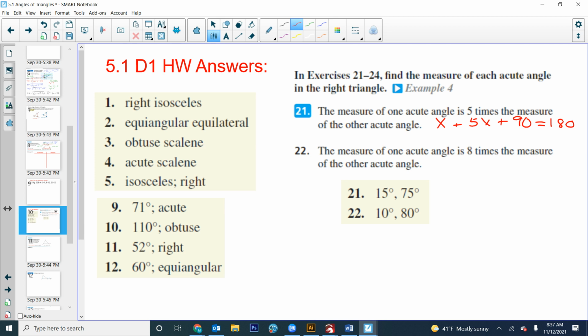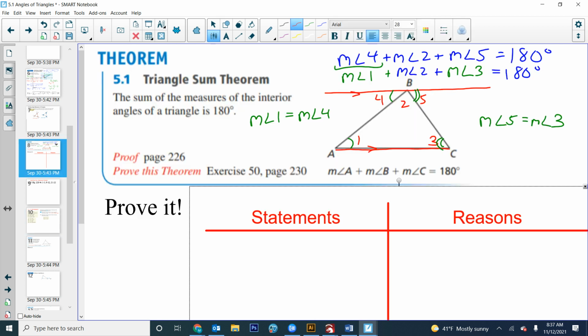So we're going to learn a couple things related to that today. But do you have your 5-1 notes out still? Awesome. All right. We're still in 5-1. We're going to finish up 5-1. There's a really, really important theorem in there that we need to talk about.